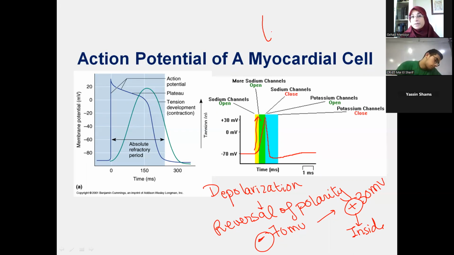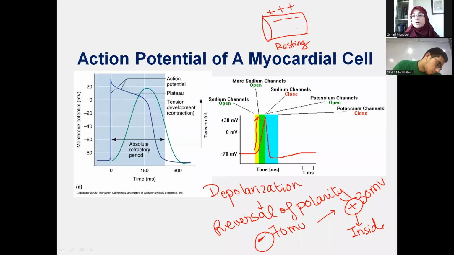Meaning that at the beginning, look at the diagram again. At the beginning, when the muscle fiber was resting, it was polarized. The outside was positive and the inside was negative.